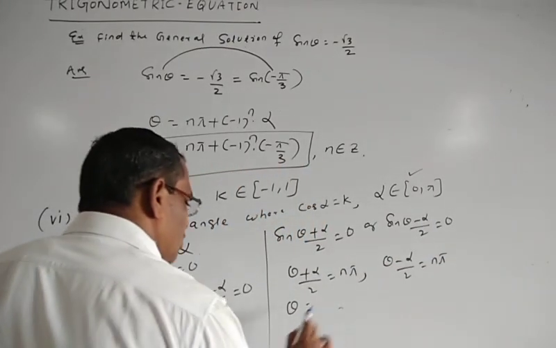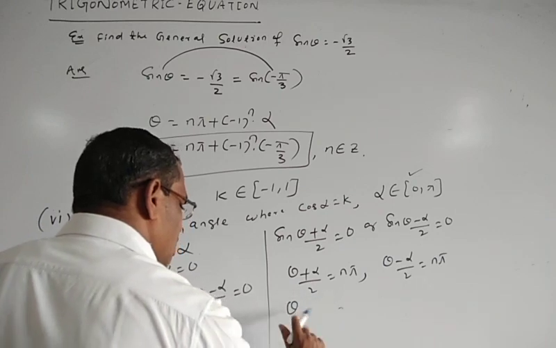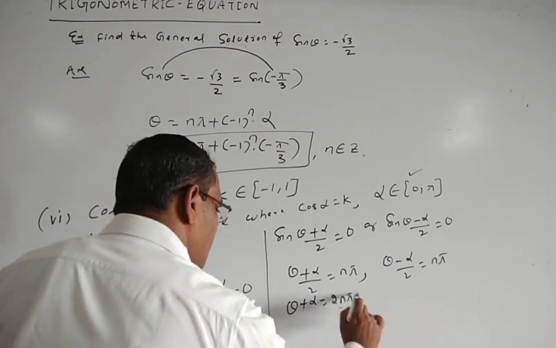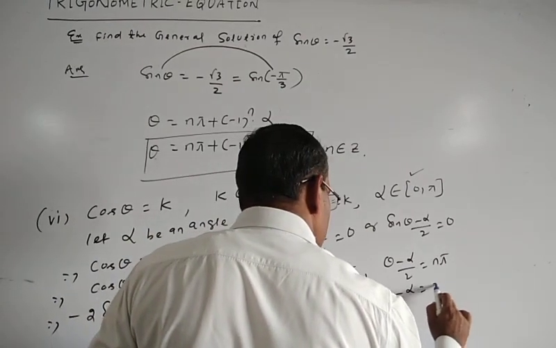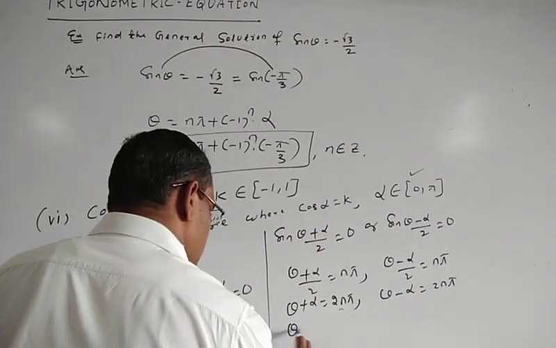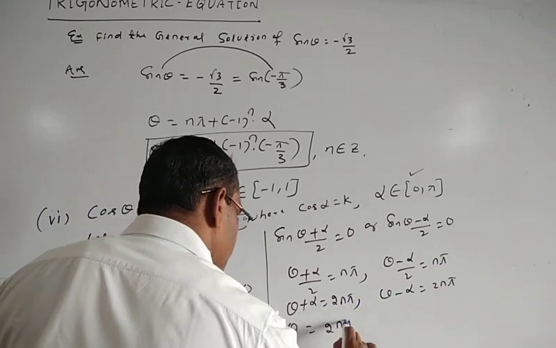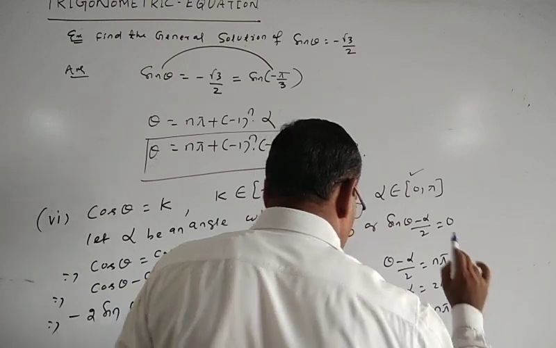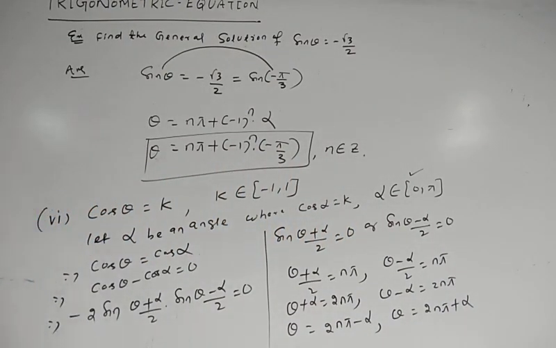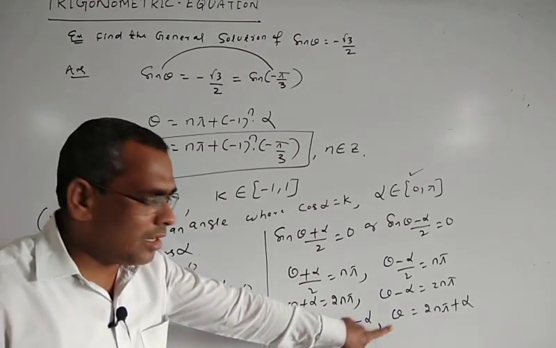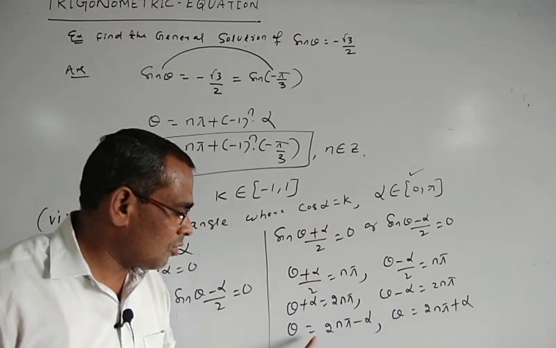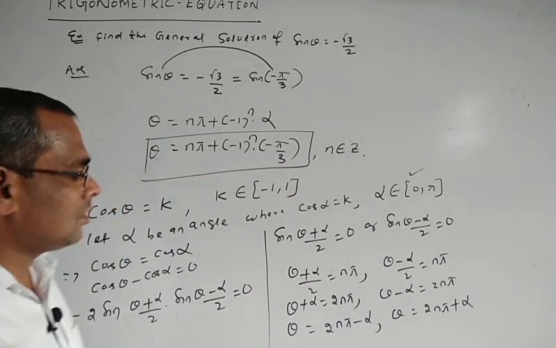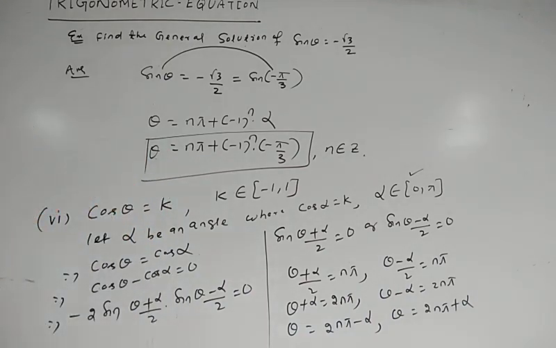So here theta is equal to what? Theta plus alpha is equal to 2n pi. Here theta minus alpha is equal to 2n pi. That means theta is equal to 2n pi minus alpha and here theta is equal to 2n pi plus alpha. So by combining these values of theta, we get theta is equal to 2n pi plus or minus alpha.